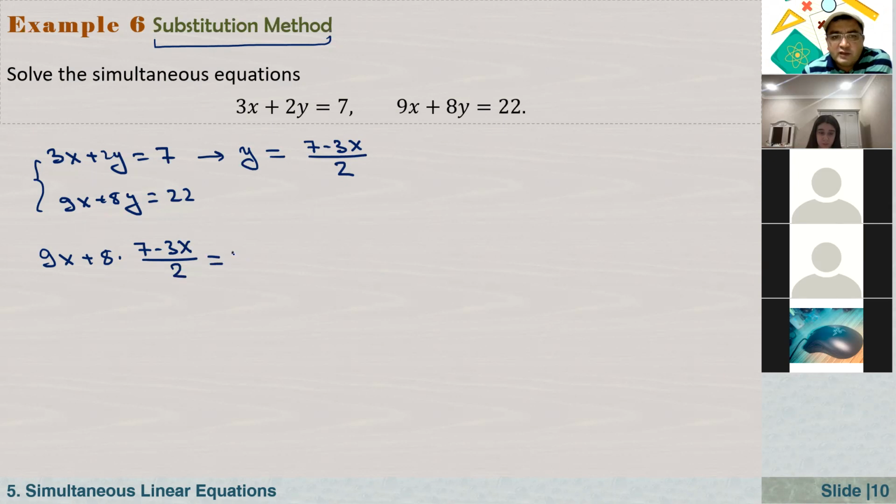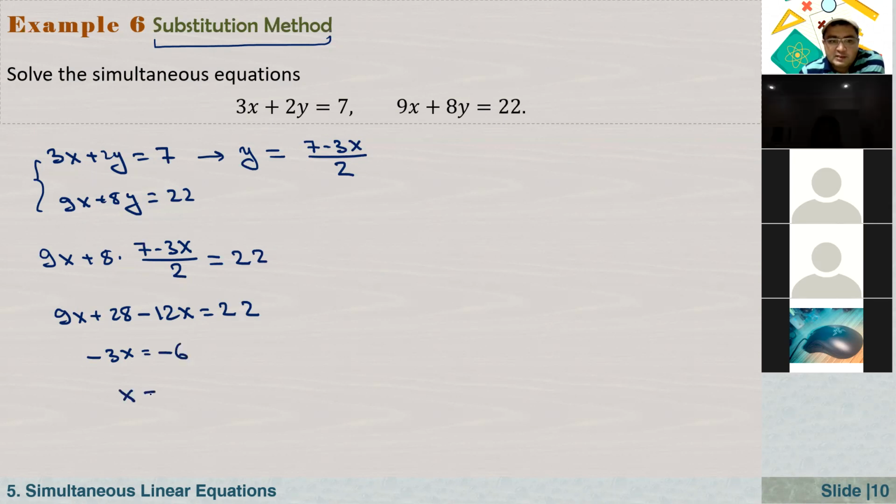On the right hand side, we have 22. Now we have one equation, one variable. We know how to solve it, right? If you simplify this, 9x, 8 times 1 over 2, it is 4. 4 times 7, 28. 4 times 3, it is 12x. On the right hand side, we have 22. And 9x minus 12x, that is minus 3x. And take 28 to the right hand side, 22 minus 28, that's equal to minus 6.